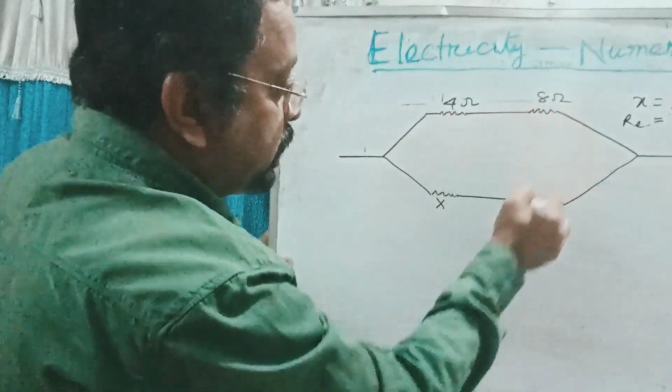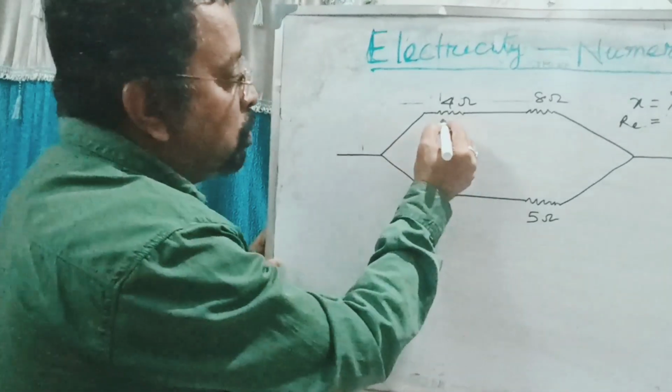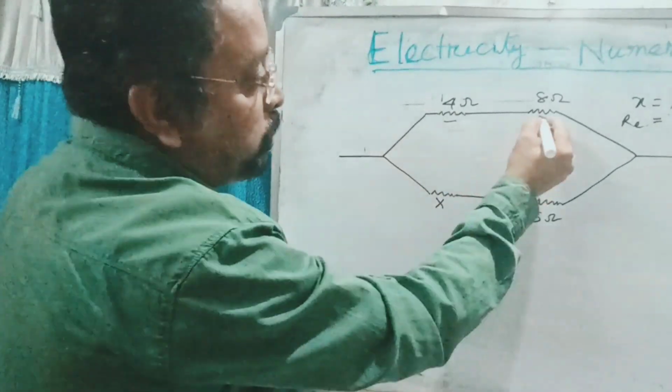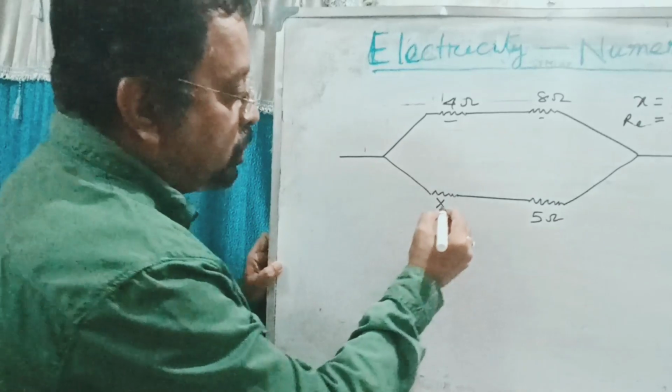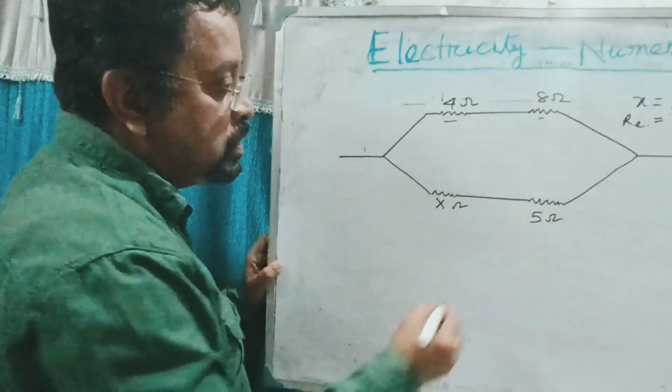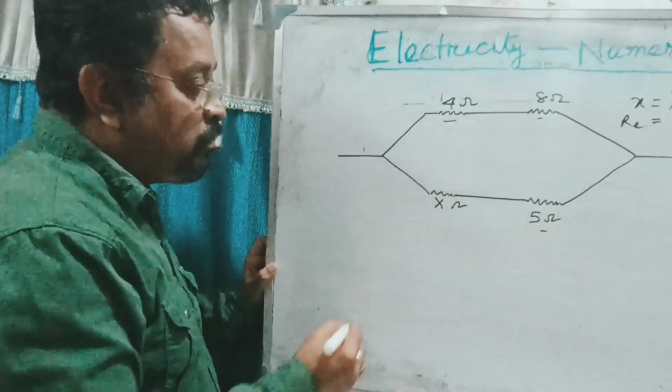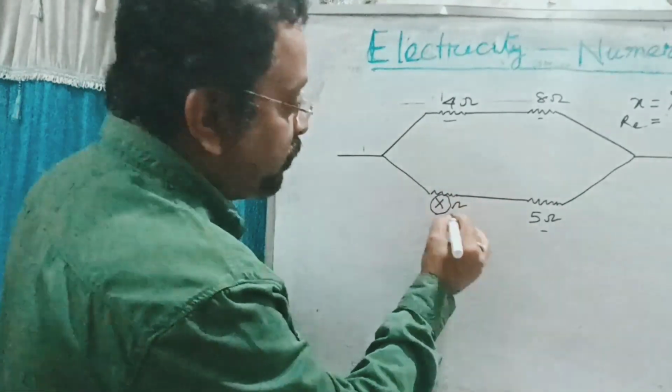These two are in the parallel connection. Now here is a 4 ohm resistor, here is an 8 ohm resistor. The other resistors are X and 5. Now you have to find the value of X. What is the value of X?